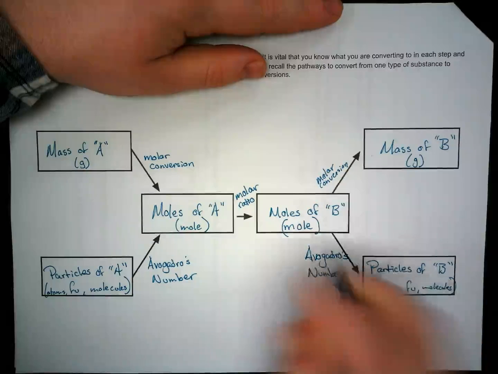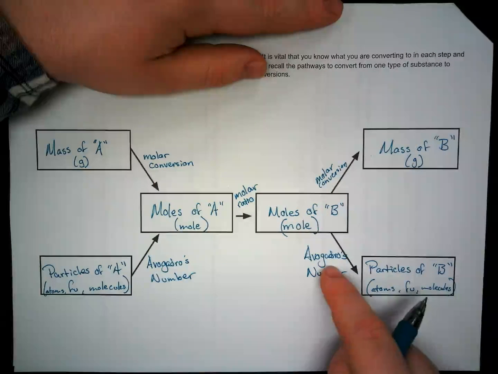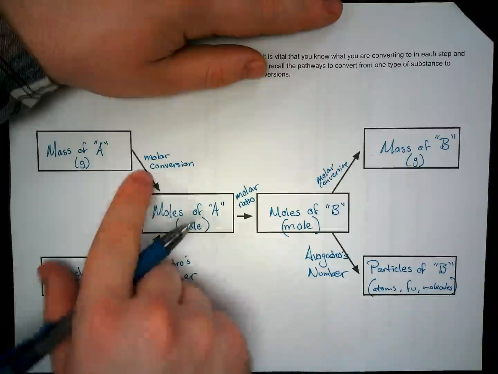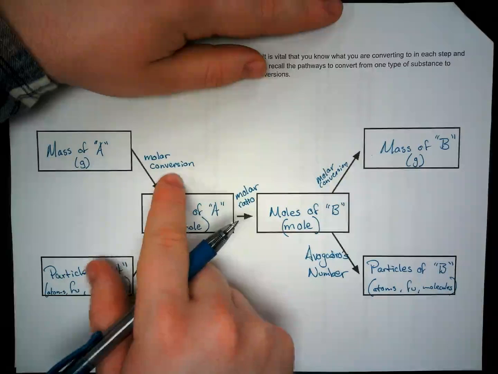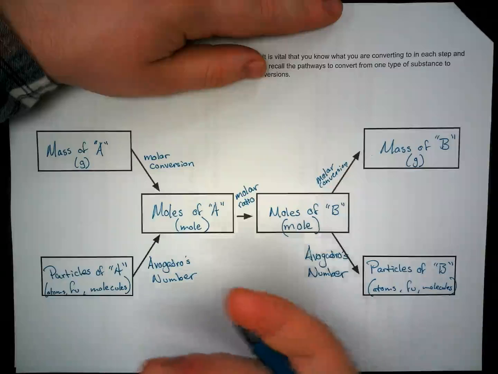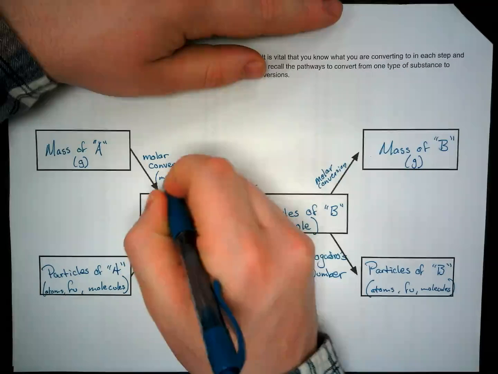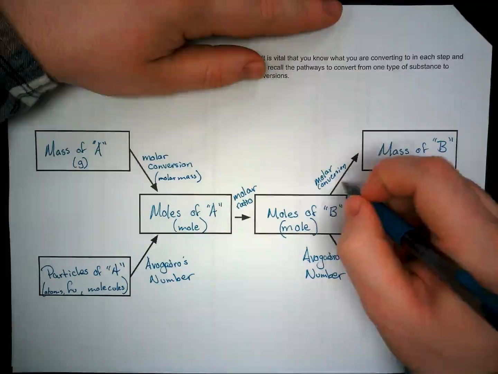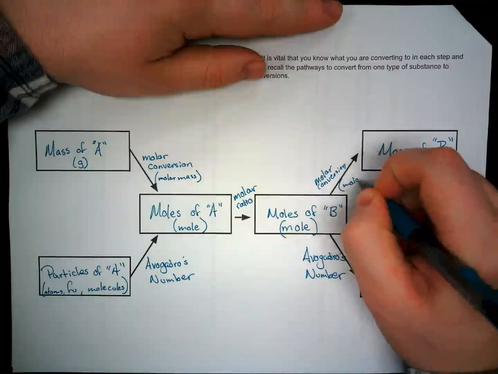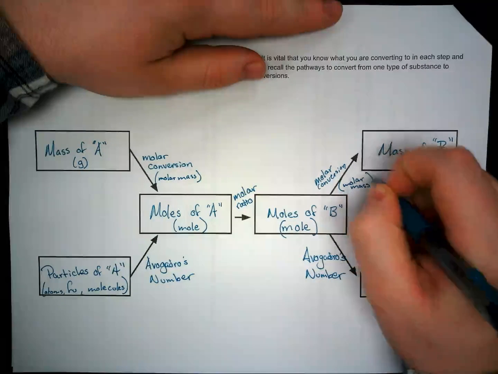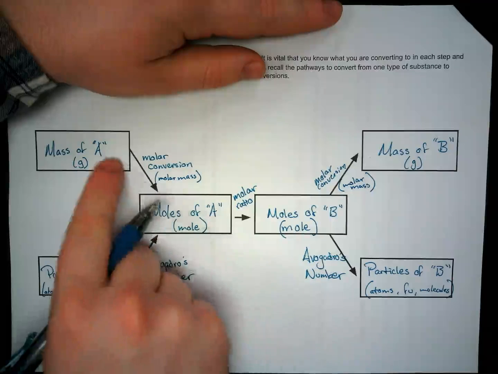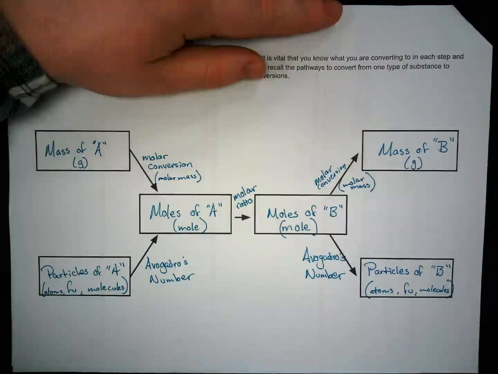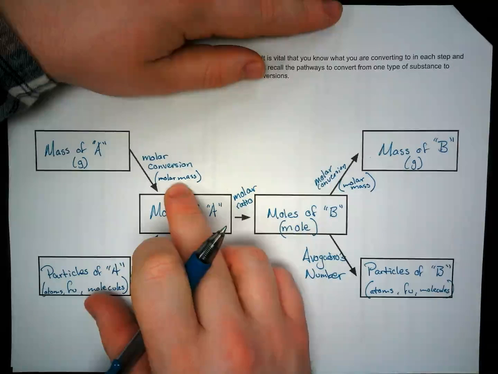Okay. So what we just laid out here is basically just what the conversion factors are. So if I go from mass of A to moles of A, I'm just going to use a conversion factor. That's the molar conversion, the molar mass. I should really put molar mass. From here to here, it's just molar conversion of mass of A to moles of A. I use molar mass in order to convert that.